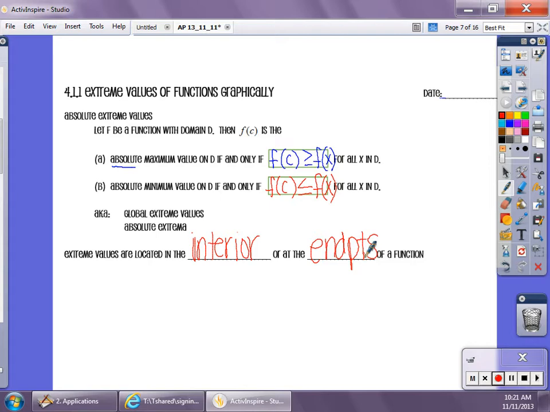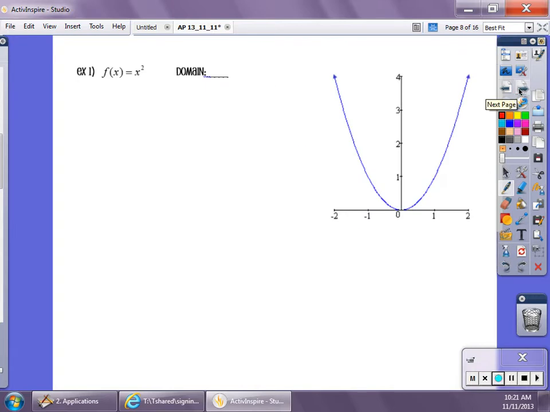So far all I gave you were some quick definitions. You don't have to know the exact definition, but when the AP test wants to say maximum, sometimes they'll give you definitions instead of the word maximum. That's why that's there. All right, so I have just x squared.